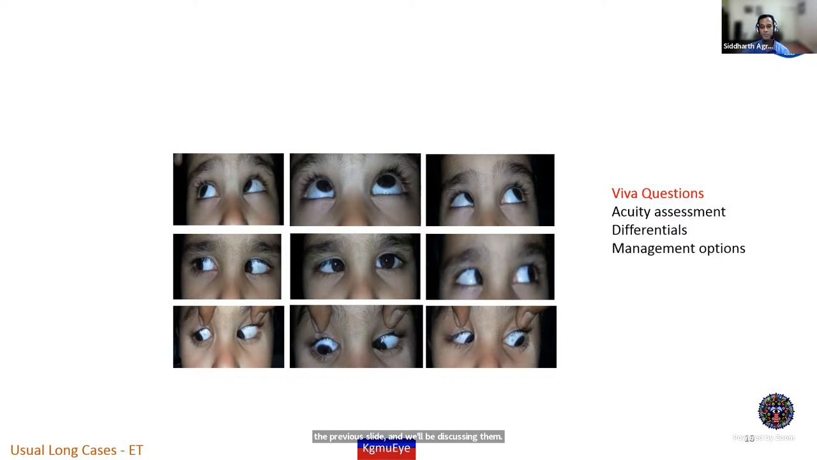What management options do you have? As I told you, in small children with esotropia, we often prefer a bimedial recession. What we want to hear is that this management should not be delayed. Infantile esotropia occurs in infancy and it has a strong propensity to development of dense amblyopia. So you must insist on early alignment of eyes, right?